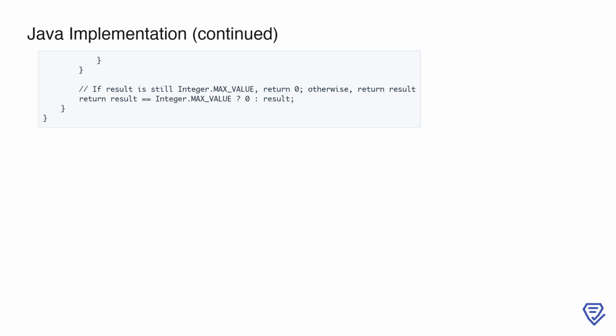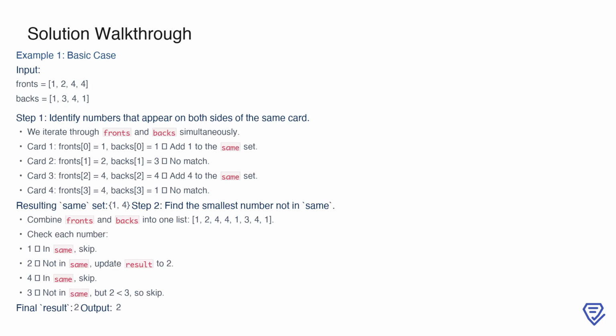two simple loops. To solve this problem, we start by identifying numbers that appear on both sides of the same card. Looking at the input arrays, the first card has the number 1 on both the front and the back, so we add 1 to the same set. The second card has different numbers on each side, so we move on. For the third card, both the front and back have the number 4, so we add 4 to the same set. Finally, the fourth card has different numbers again, so no addition is made. At the end of this step, our same set contains 1, 4.